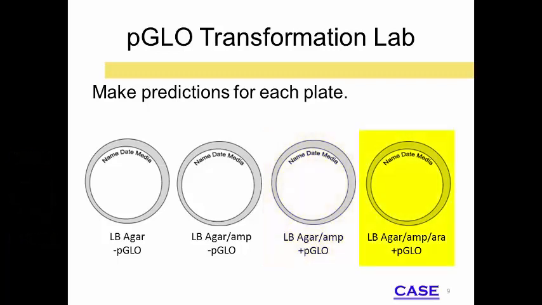The final plate contains all treatments. The presence of LB agar, ampicillin, arabinose, and pGLO genetic material should result in a limited growth of bacteria that glow under UV light. In short, the plates with pGLO and ampicillin should express limited growth of bacteria. Only the plate with arabinose, used to activate the GFP, should glow.